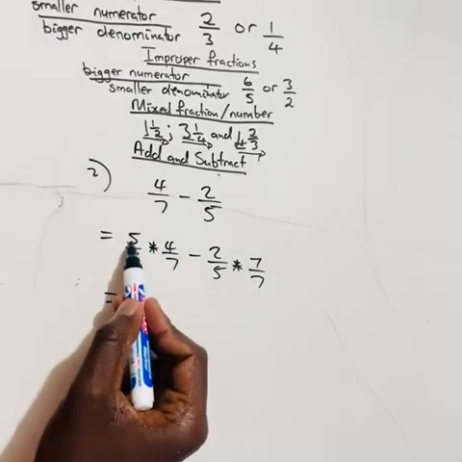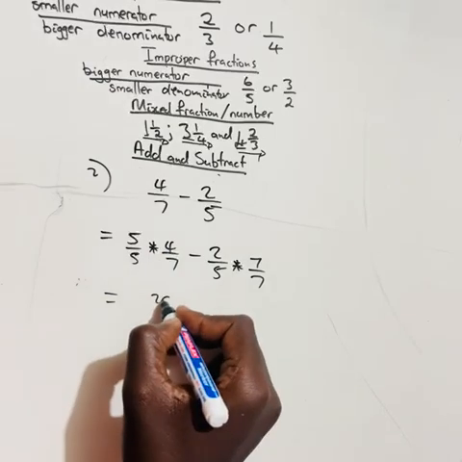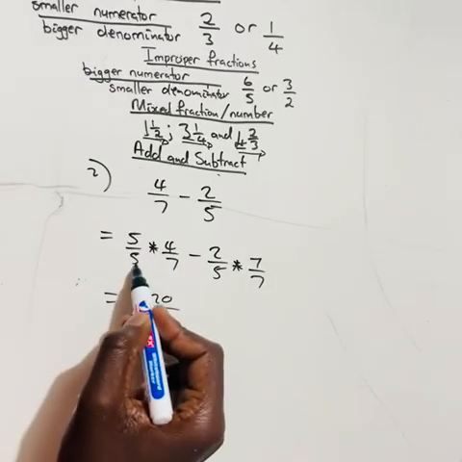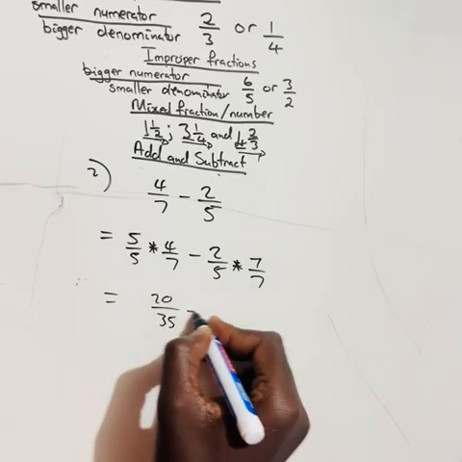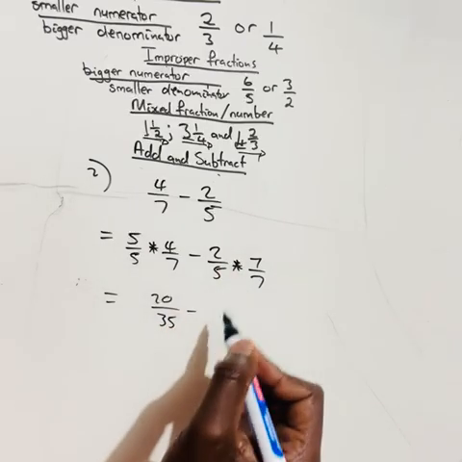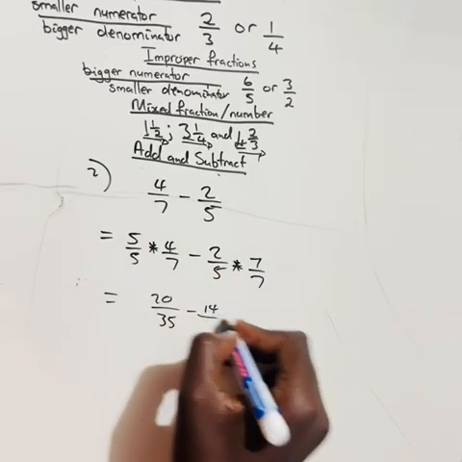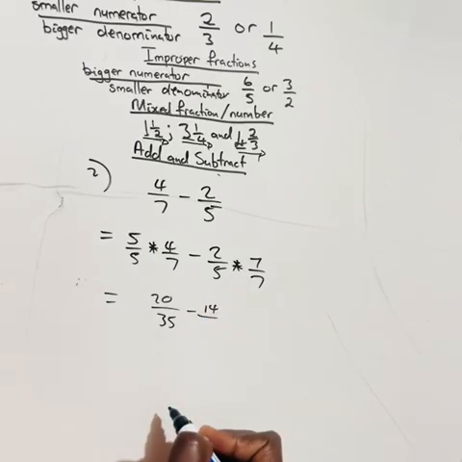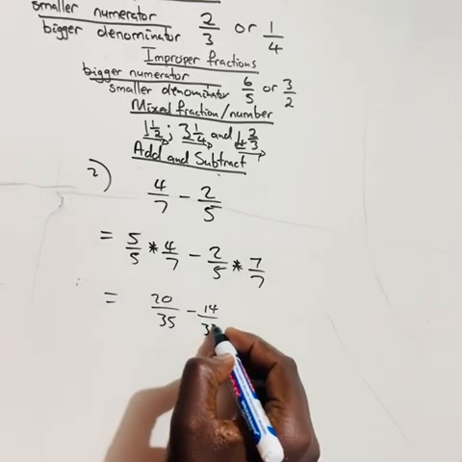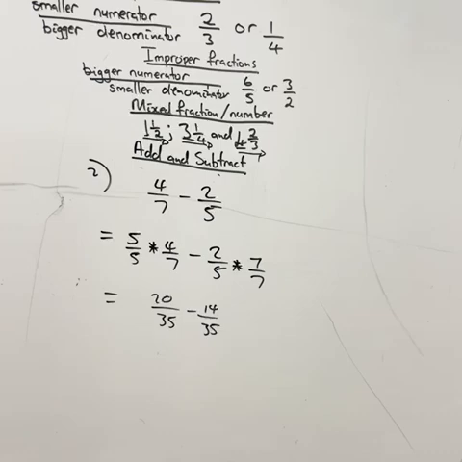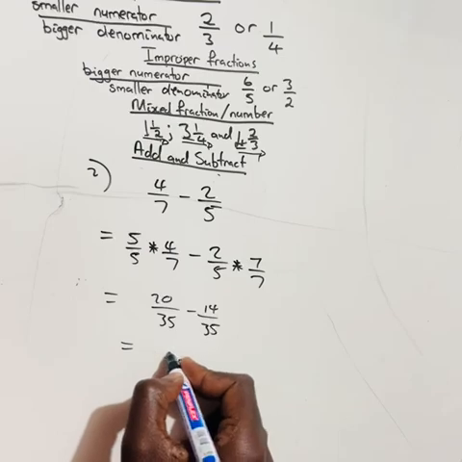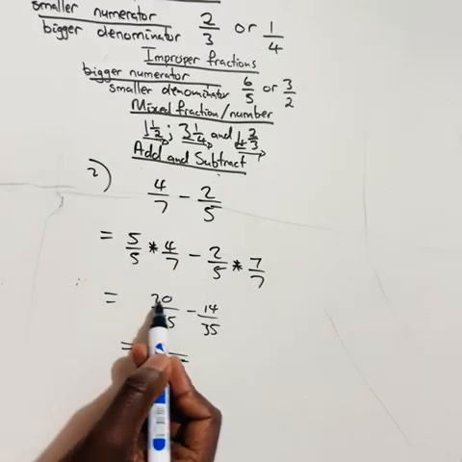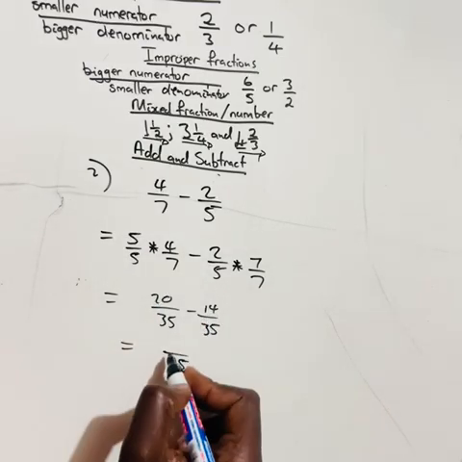Then I say 5 multiplied by 4, that is 20, over 5 multiplied by 7, that's 35, minus 2 multiplied by 7, that's 14, over 5 multiplied by 7, 35. Nothing has changed there. Now, I've got identical denominators. So I start off by writing my denominator over. So now 20 minus 14 is equal to what? It is equal to 6.